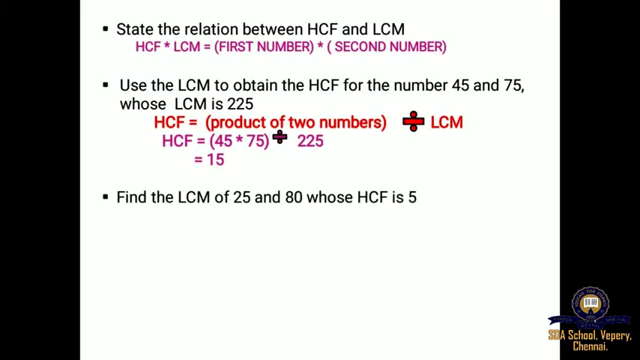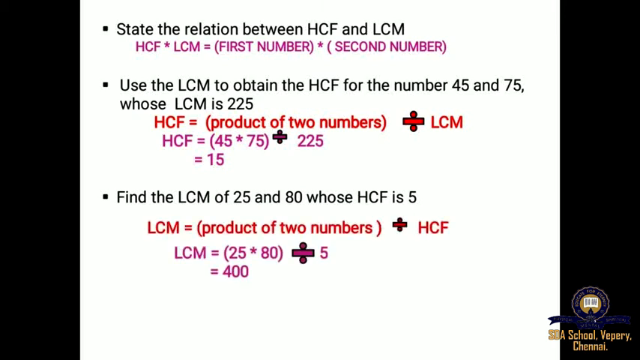Find the LCM of 25 and 80 whose HCF is 5. Yes, you have to use the relation LCM is equal to product of two numbers divided by HCF. LCM is equal to 25 into 80 divided by 5, which is equal to 400.